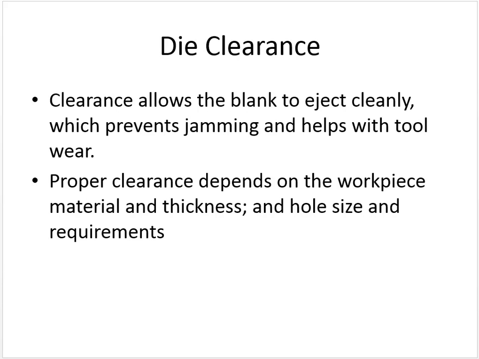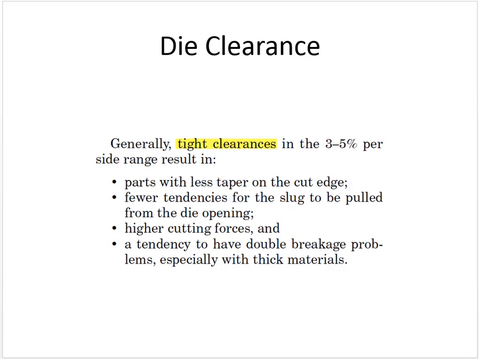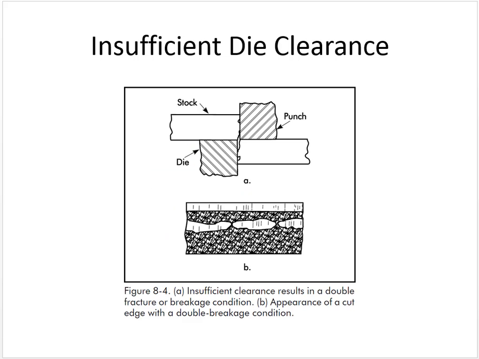So let's talk a little bit about die clearance. Die clearance allows the blank to eject cleanly, which prevents jamming and helps with tool wear. Proper clearance depends on the workpiece material, the thickness, the hole size, and the other finish requirements. Generally, if you have too tight a clearance, you're going to have high cutting forces, you're going to have the slug sticking in the die, and you're going to have a tendency for double breakage. Now, what is double breakage? That's this slide here. In this case, you see the nice shiny shear edge, and then you've got another shear edge too.